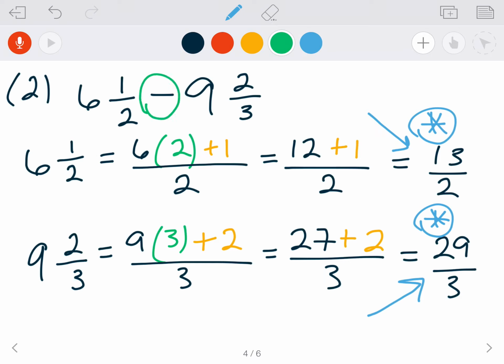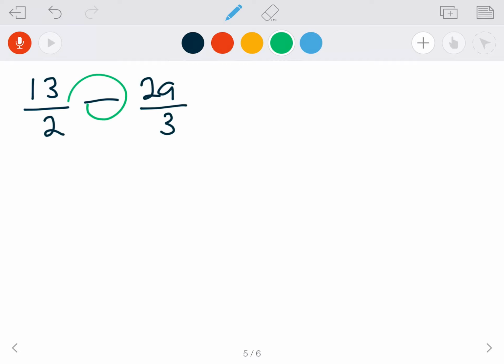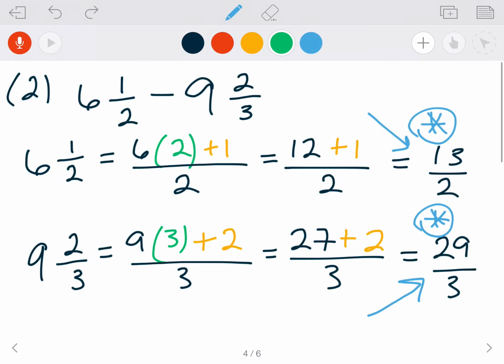And now, because this is a subtraction sign, we will subtract them. So going to the next page, we have 13 over 2 minus 29 over 3. And again, this is minus because this right here says minus or subtract.